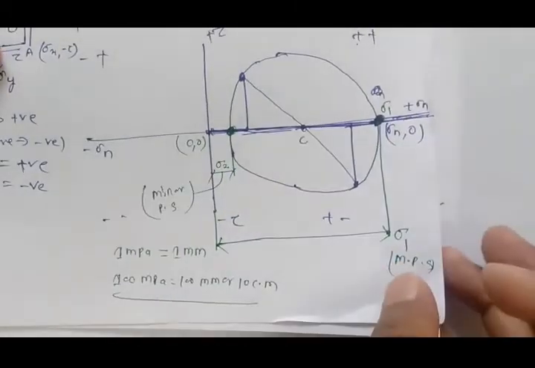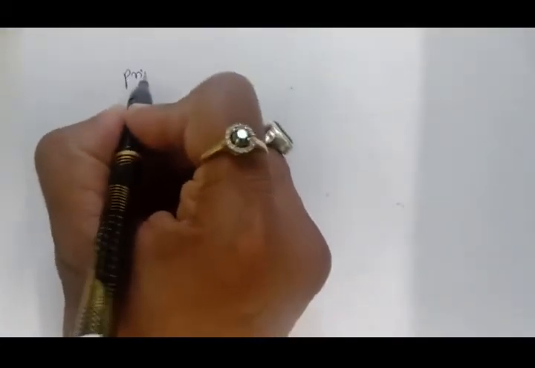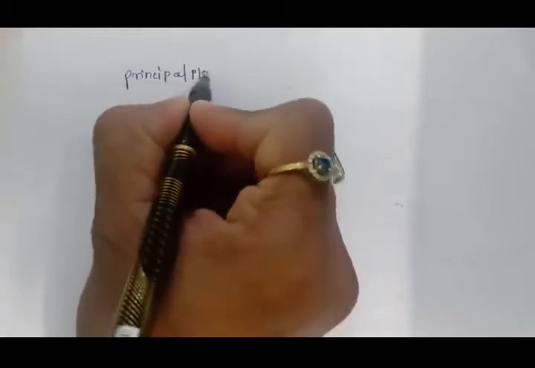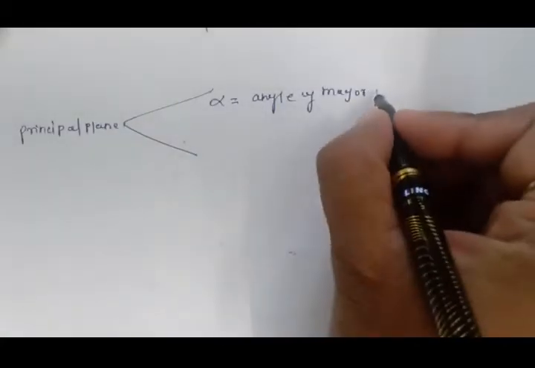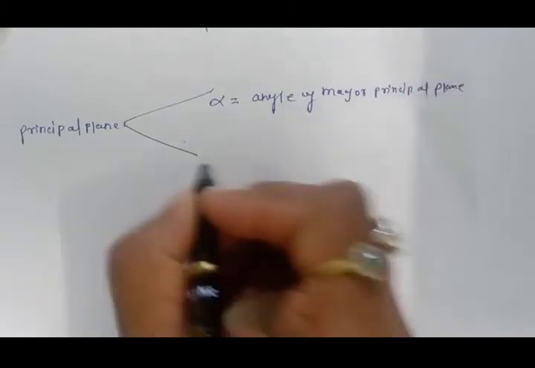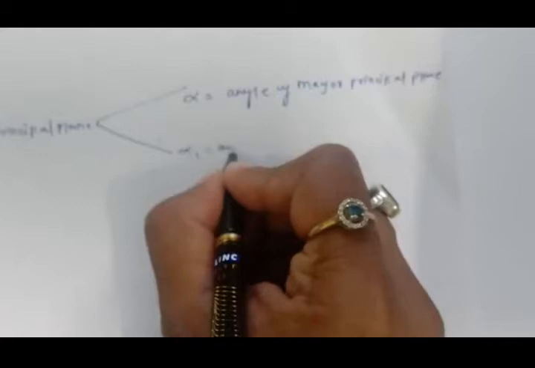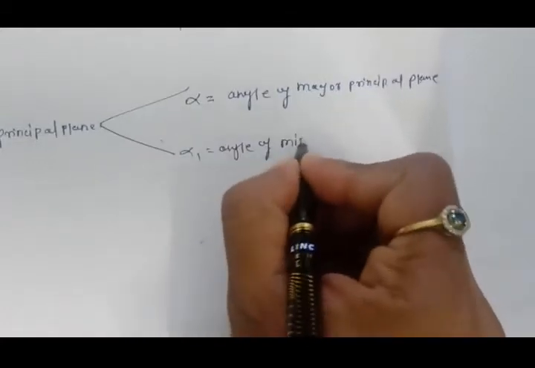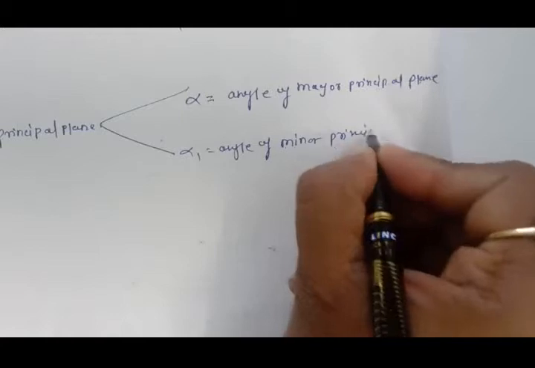Now next one, the principal plane. Now we'll see the location of the principal plane. For the principal plane, we see the angle of the major principal plane, and this is alpha 1, and similarly the angle of the minor principal plane.